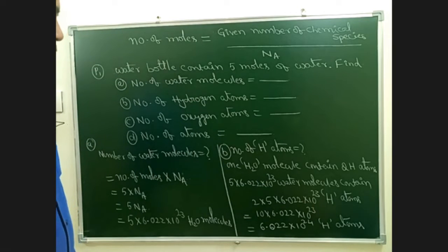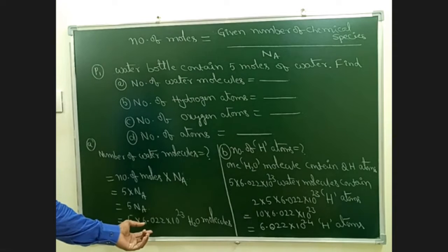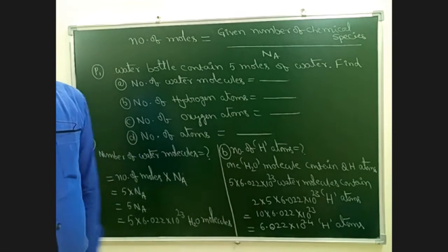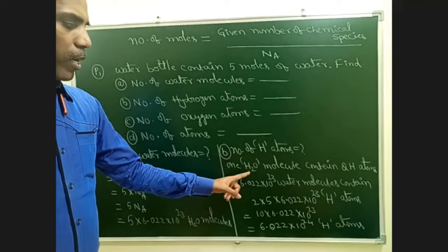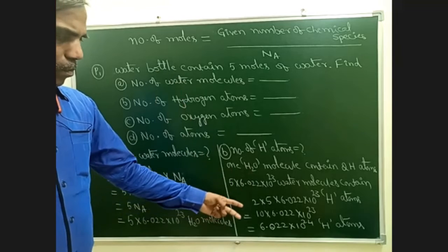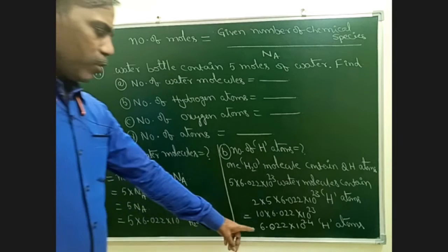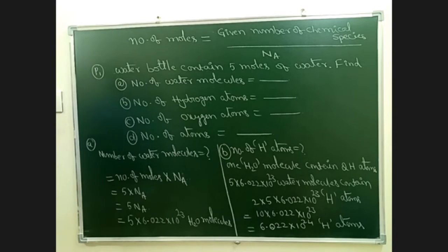Understood, students? Right, very simple. Number of molecules into the specific number of atoms. Here they ask to find the hydrogen atoms. One molecule has 2 hydrogen, so 2 into the total number of molecules. So 6.022 into 10 power 24 hydrogen atoms. Right, now coming to the third one.